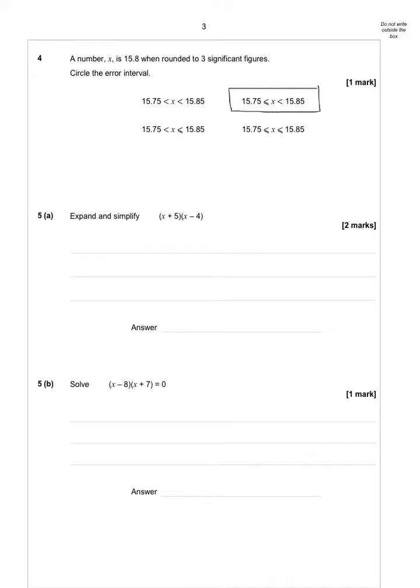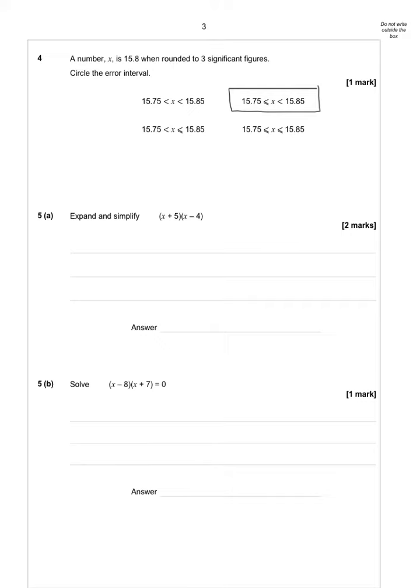So the correct answer here is this one here. So all values less than 15.85 but bigger than or equal to 15.75 do round to 15.8. Here, this is wrong just here because that value would in fact round to 15.9, wouldn't it, if x did equal 15.85. So that's the correct answer here.